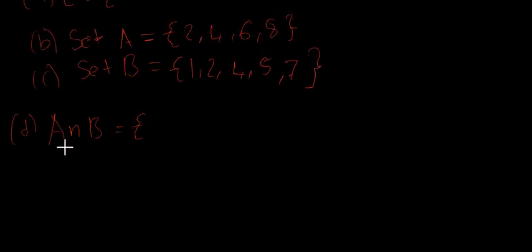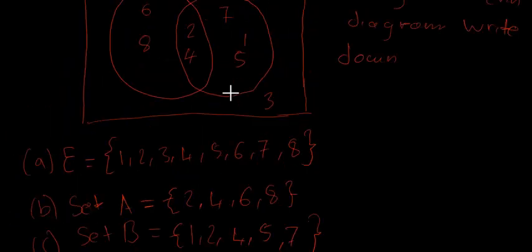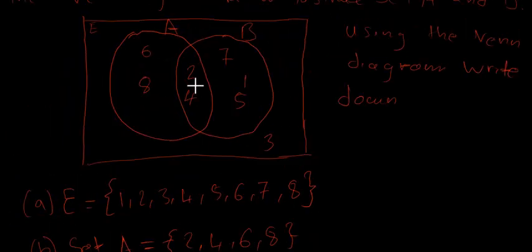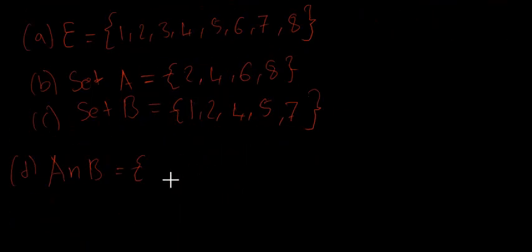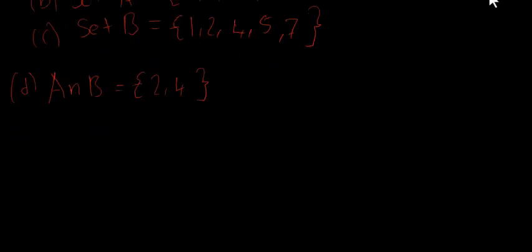Alright, the next question says A intersection B. So what are the two elements which are found in both A and B? If we look at our Venn diagram here, we have two elements found in both sets that are intersecting. So it's just 2 and 4. Okay, we move on to the next question.